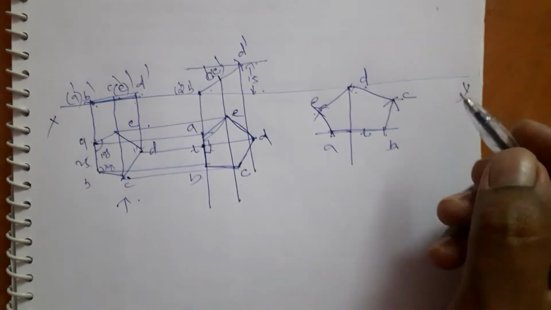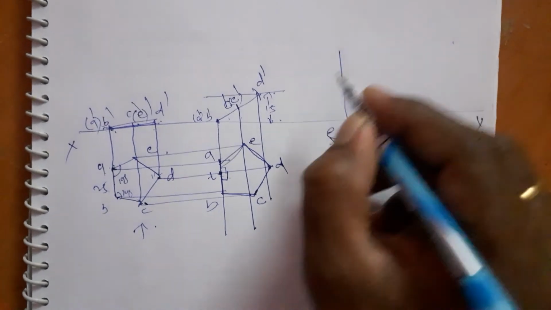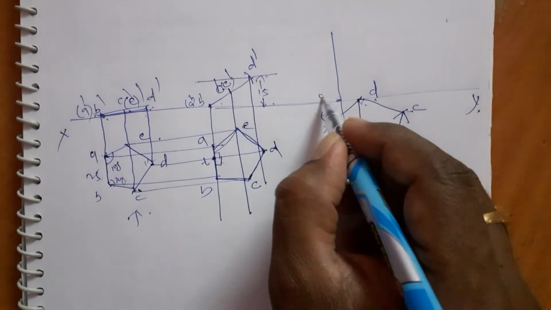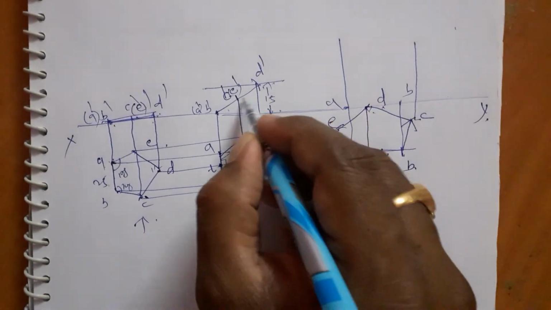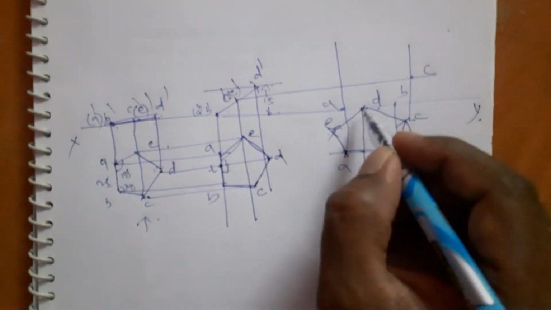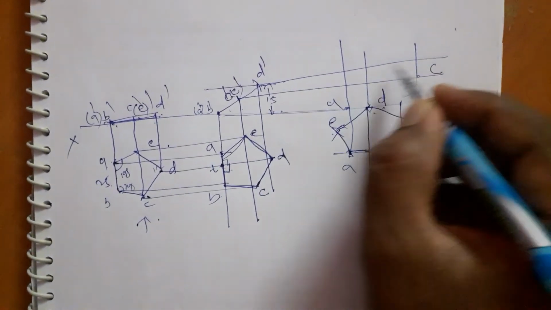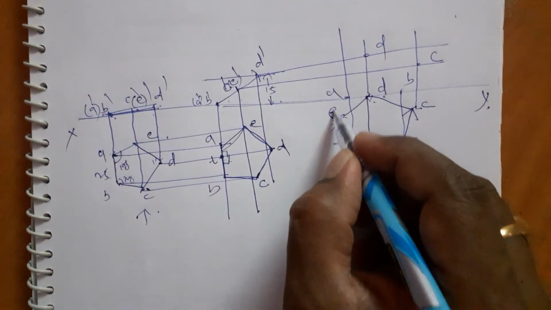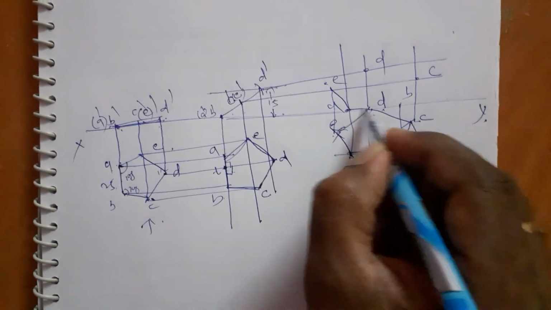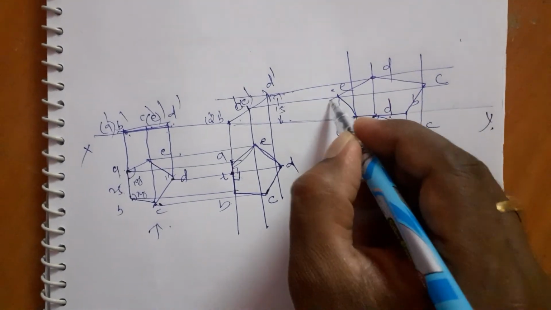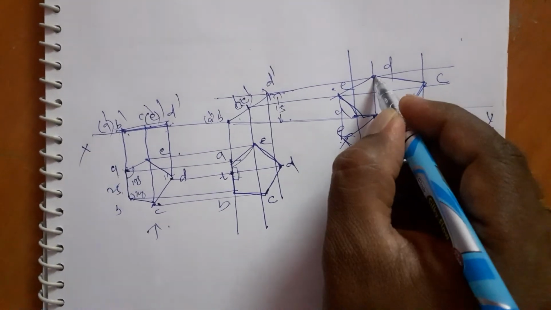Now it is very easy. You all know that. Take a projection of A from up to here only. This is B, C. This is C, D, E. Okay. Join this. This will end your problem.